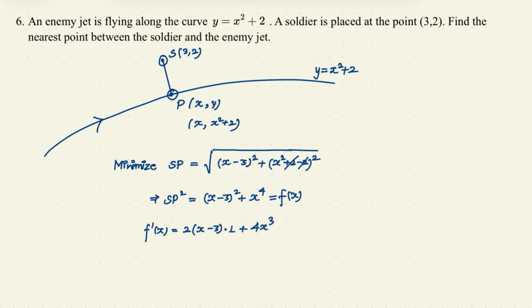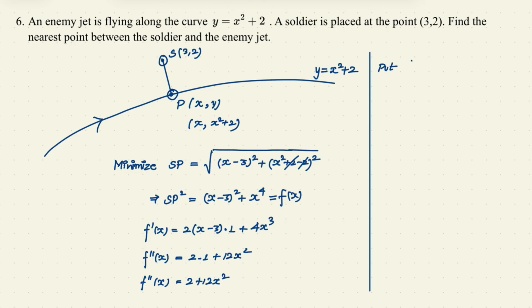Now let us again differentiate both sides with respect to x. Then I'll have 2 into d/dx of (x minus 3), which is again 1, plus 12x square. So f double dash of x equals 2 plus 12x square. Now in order to find the critical point, let us put f dash x equals to 0.